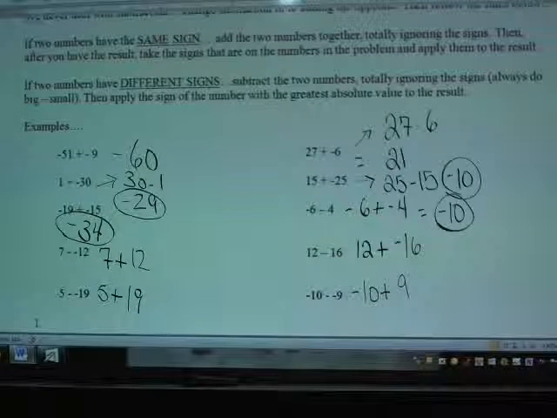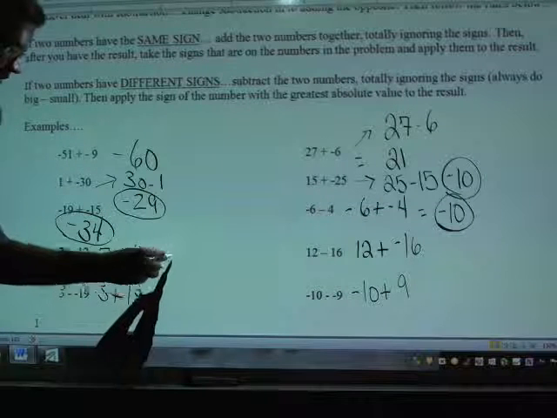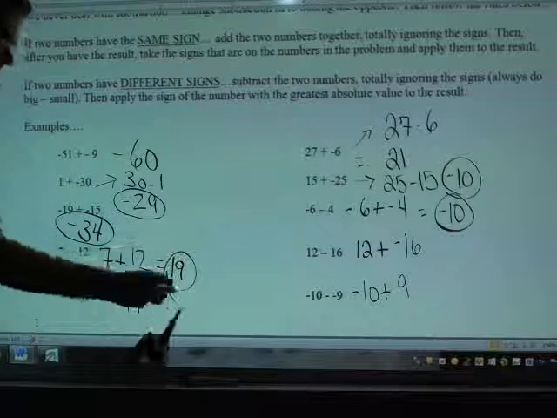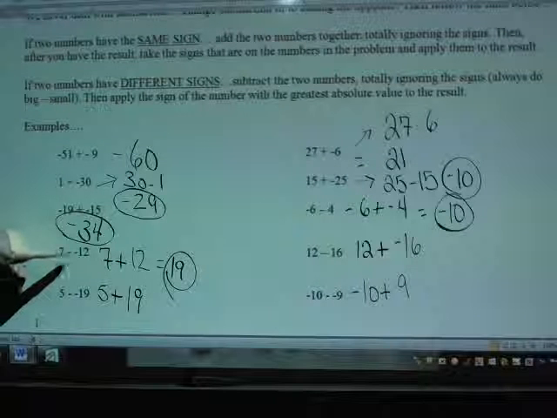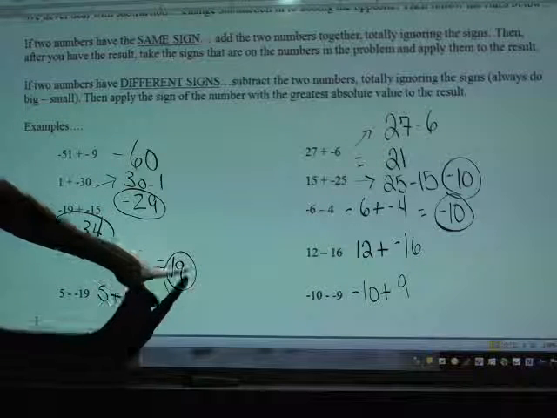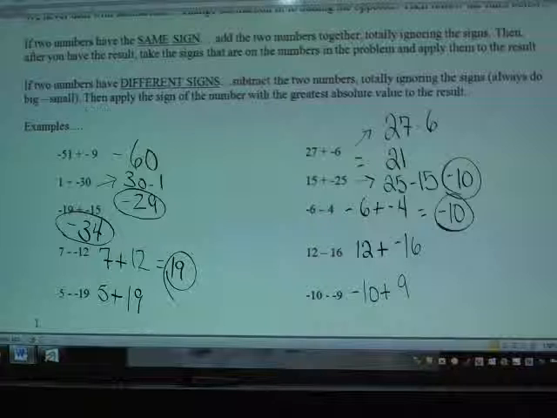Now, the next one's really easy because it changed into 7 plus 12. We've been doing that type of problem forever. It's two positive numbers. We just have to add. 7 and 12 is 19. So that means 7 minus negative 12 equals 19.